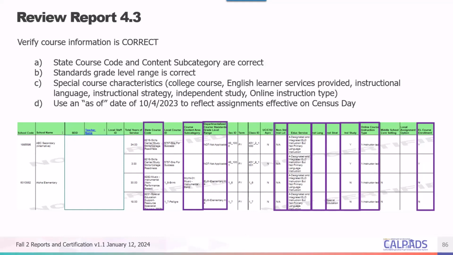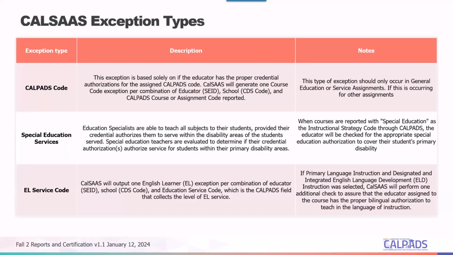So, report 4.3 is one of the reports that we kind of indicated, and it's because it shows you so many of the course section details. And then we have the different CalSAS exceptions. So you have CalPADS code errors. Again, these are misalignments because the course content code or the non-classroom based job assignment code describes what the course is or what the activity the staff member is doing, and that might not line up with their credentials or what their authorizations allow them to teach.